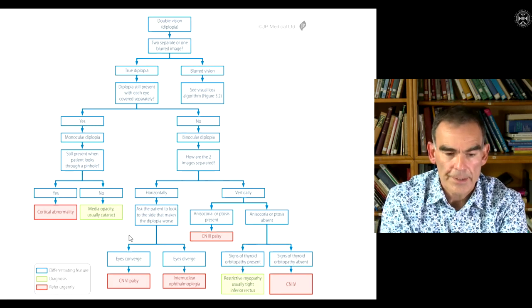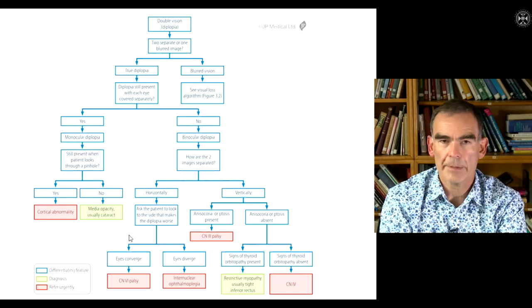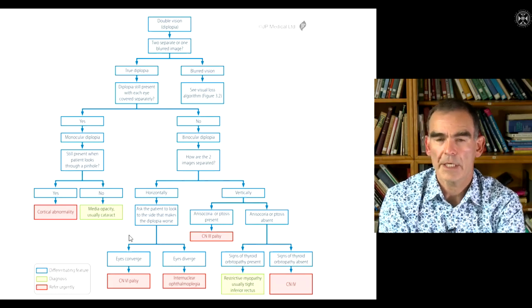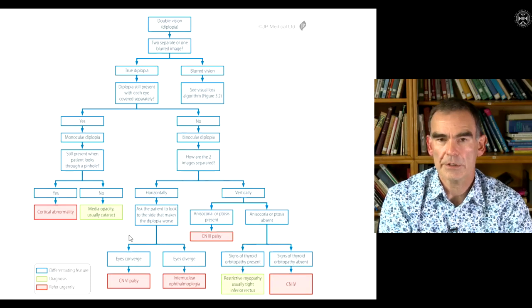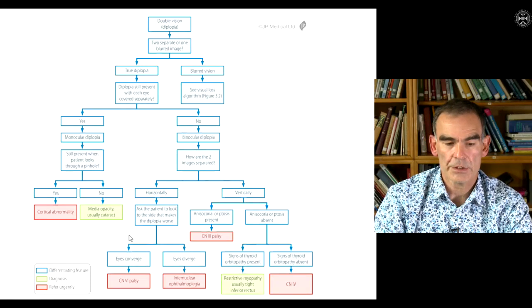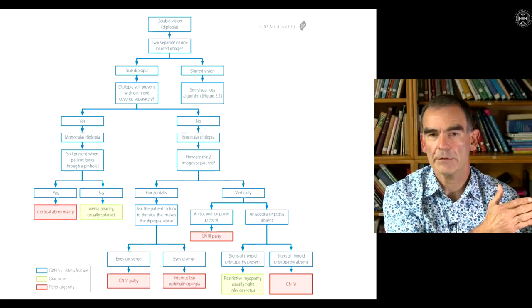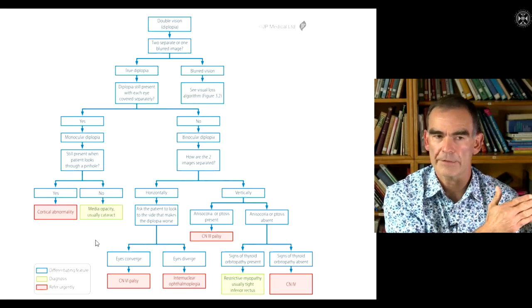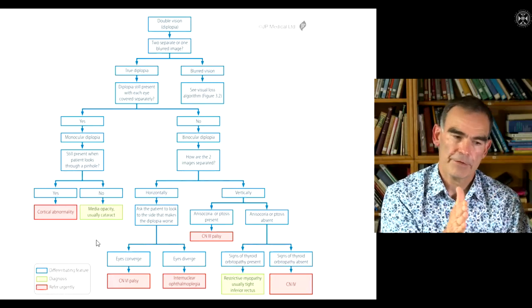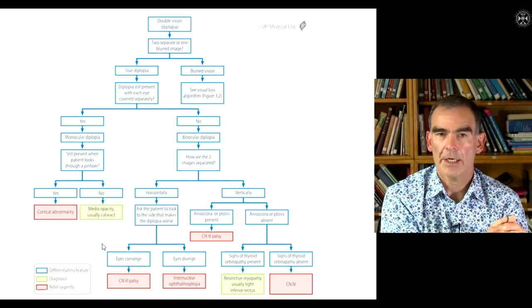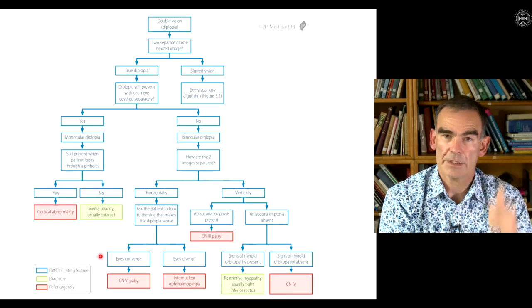So for instance, they say, okay, my double vision's worse when I look to the left. Then that's fine. You would just get the patient to look to the left, and with simple observation, you just look to see what's happening. If when the patient looks into the field where their double vision is the worst, say to the left, the eyes converge, then effectively that's a sixth nerve palsy.